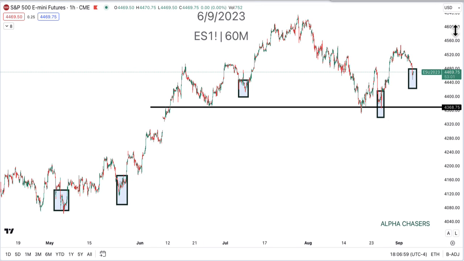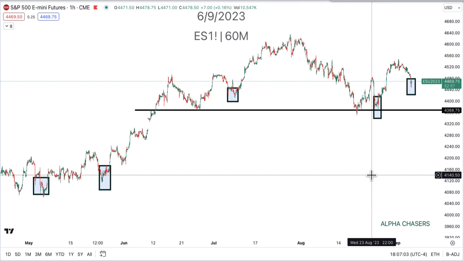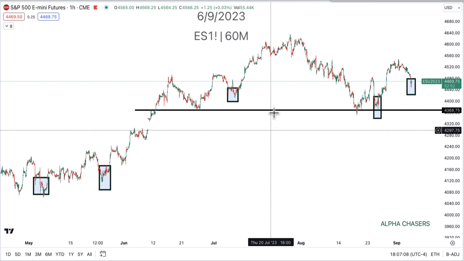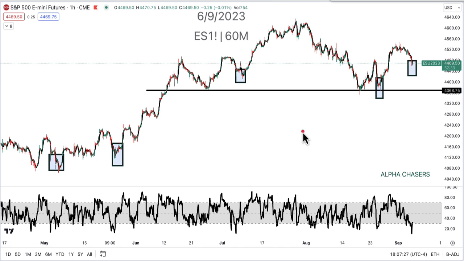So you can see that I've denoted boxes here that go back to May. I didn't really want to go any further than that. I just wanted to go back to May, and that's exactly what I did. Now, what we're going to do is overlay this. I changed my RSI reading a little bit, but yours is probably going to be very similar.